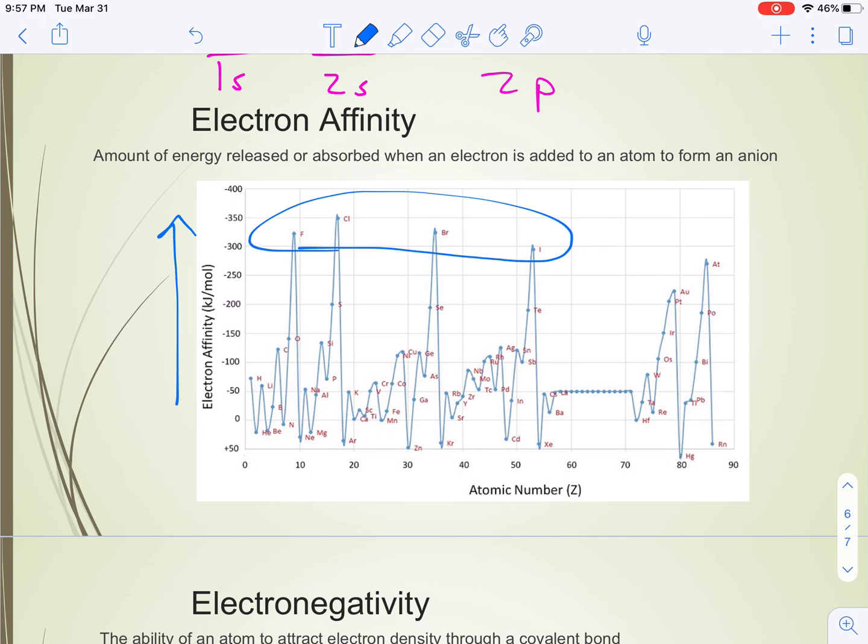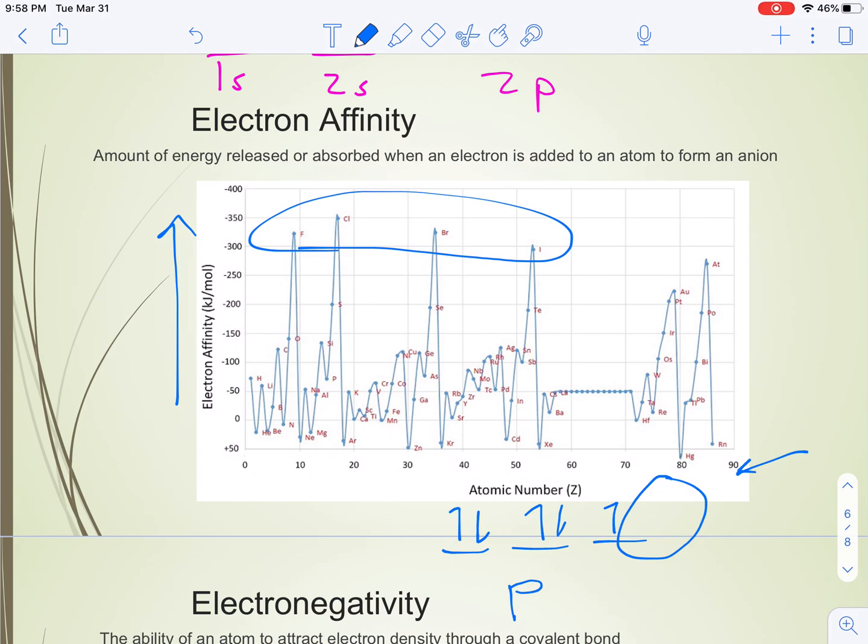So they all have a 2p, or a p sublevel in general, that looks like this, right? So they have an extra spot for an electron. So they're going to be really happy. They're going to release a whole lot of energy if you give them that last electron.